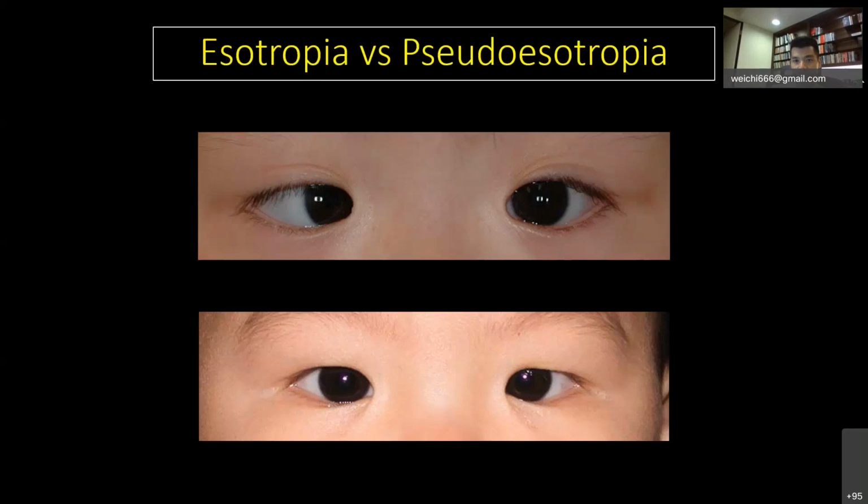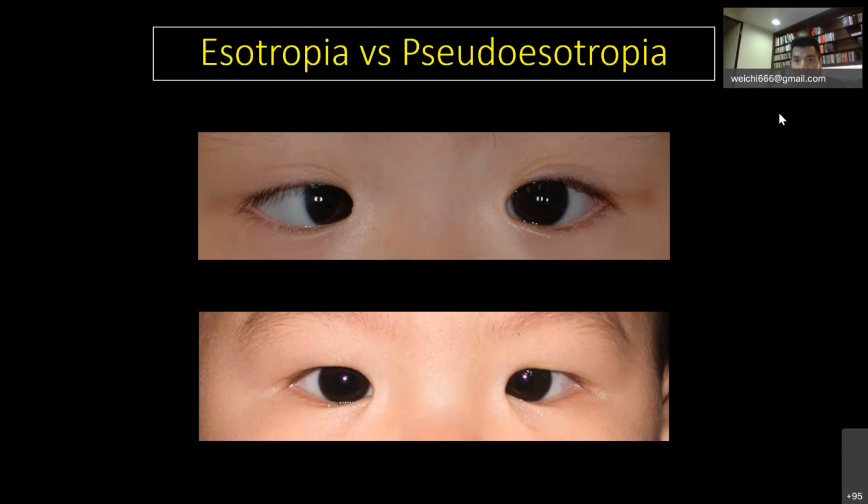So this is a photo of two patients. There's one that really has esotropia, meaning one of the eyes has internal deviation, and the other has so-called pseudo esotropia. That means it looks like the patient has internal deviation, but actually it's not. It's still in the normal eye position.